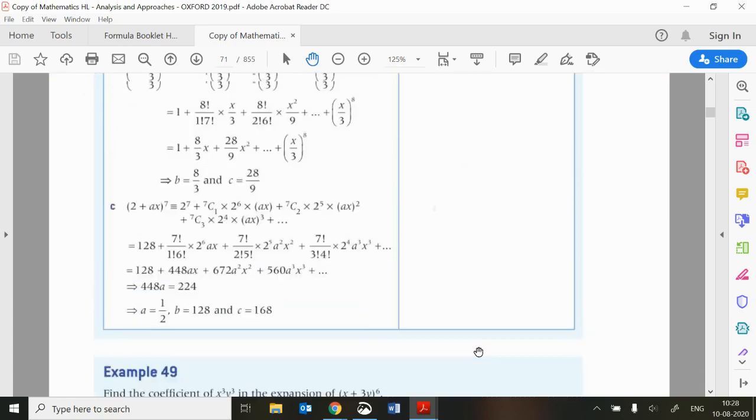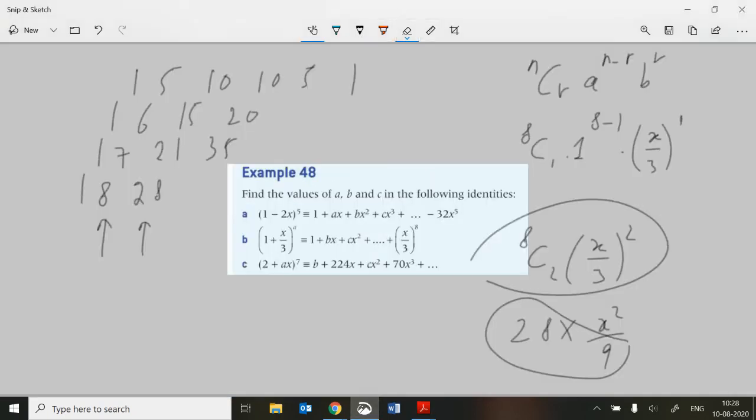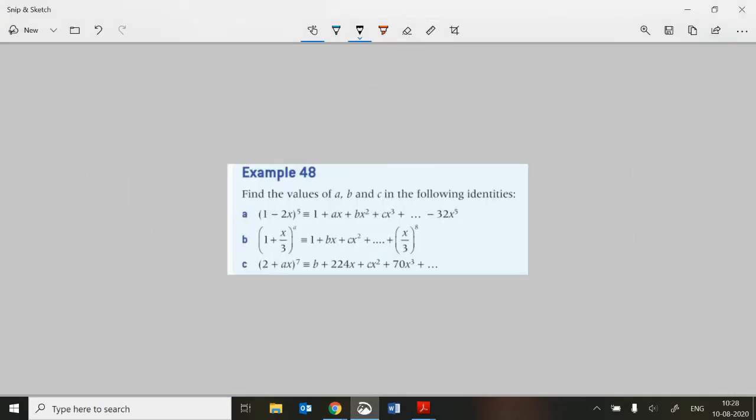Okay, so for part C, again, we're looking for A, B, and C. And here it's a little harder because you've got A tied up here. And we can see that B is going to be 2 to the power of 7. I think that's pretty straightforward. So again, your first term is going to be 7 choose 1. And then we've got 2 to the power of 7 minus 1.